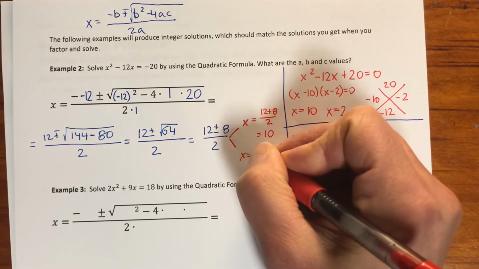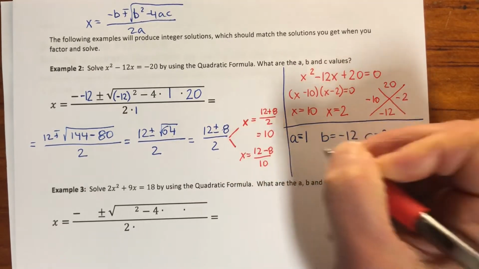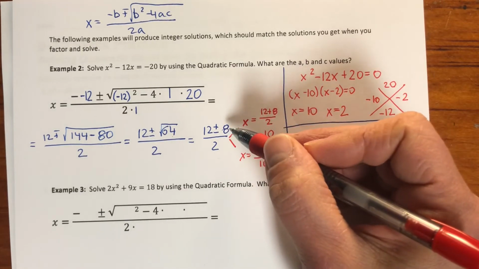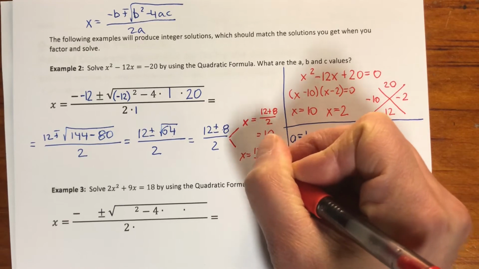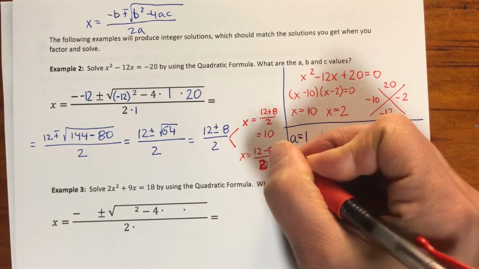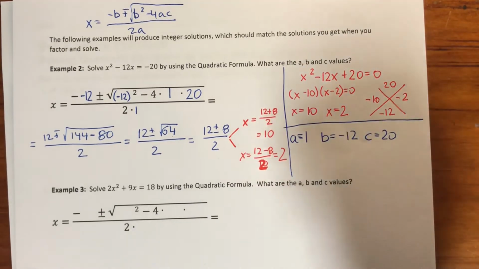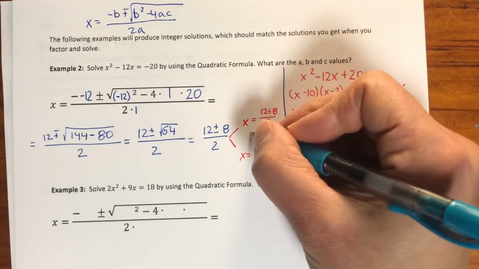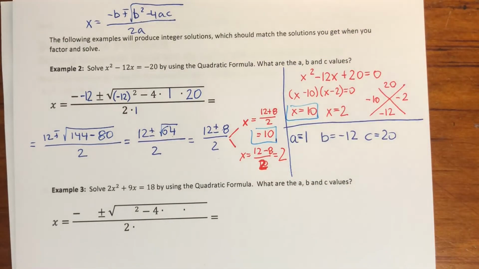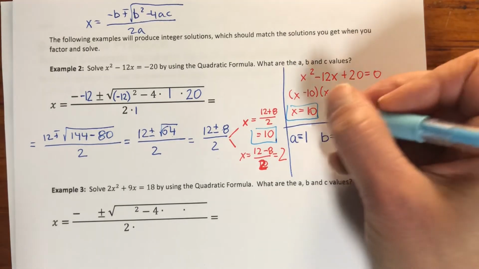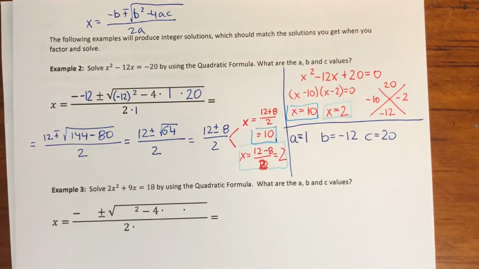And my second one is going to be with the negative sign. Well, I'm not sure why I wrote 10. It's 2. So 12 minus 8 is 4. 4 divided by 2 is 2. And I want you to see my answers match. So I did this using 2 different methods, but I still got the same answers. So I reassure myself that I did this correctly.